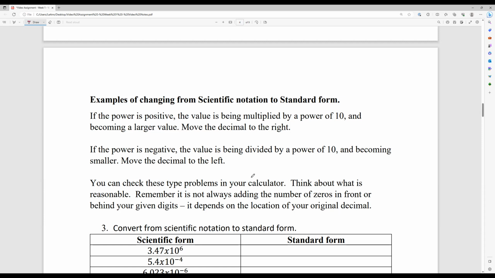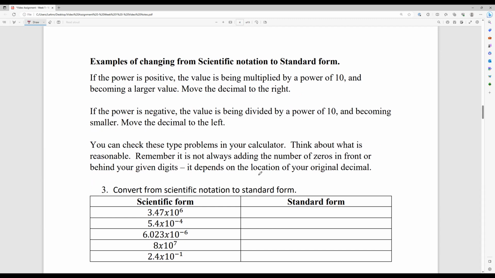10. If a power is negative in scientific notation form, you're actually dividing your original number in that scientific notation, the part that's out front, by 10 repeatedly. So it's going to be becoming smaller and smaller and smaller. We're going to be moving the decimal to the left. And that should track back to negative exponents. The standard form should look like it's less than 1. And with positive exponents, the standard form should be a number greater than or equal to 10 when you visually look at it in the standard form. So you can check these again in your calculator and think about what is reasonable.